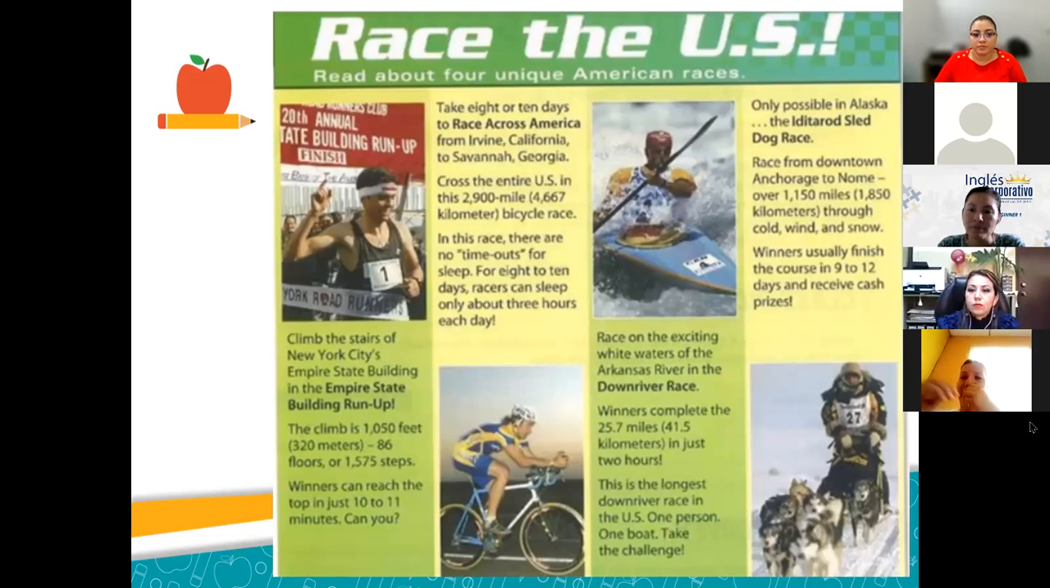Ok, so let's begin. Climb the stairs of New York City's Empire State Building in the Empire State Building Run-Up. The climb is 1,050 feet, 320 meters and 86 floors, or 1,576 steps. Winners can reach the top in just 10 to 11 minutes. Can you? Okay, very good. Good job, Lady. Thank you very much. A lot of numbers, right?